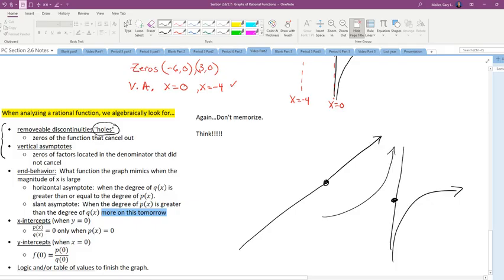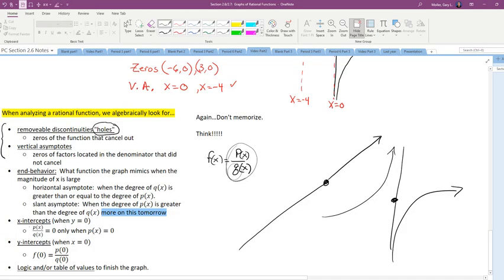So that is if we're looking at a function where we have p over q, right? So p of x over q of x. So what am I saying here? If the degree of q of x, the bottom, is greater than or equal to p of x, so that's what we've been talking about. If these are the same degrees or the bottom is bigger, then we'll have a horizontal asymptote. Tomorrow, we'll talk more about the slant asymptote, which is when the degree of the top is bigger.